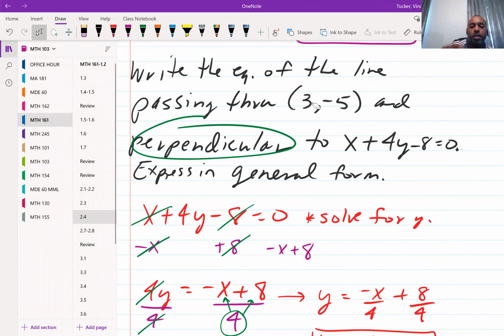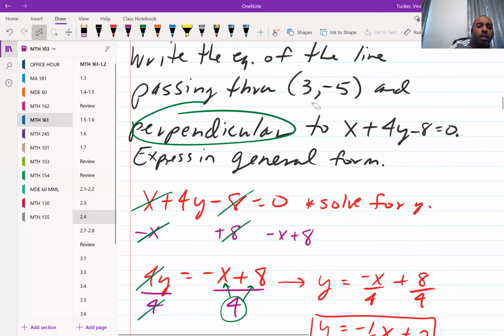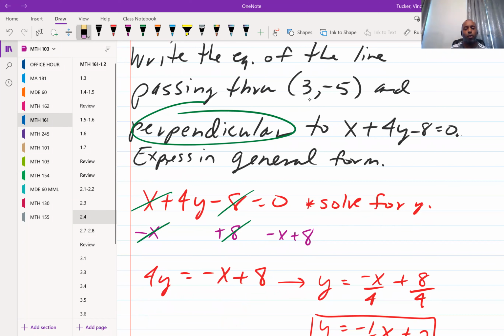And this is what I'm doing here. The original equation, x plus 4y minus 8 equals 0. I need to take my terms that do not have anything to do with y to the other side. So I subtract x, add 8. And that actually gives me 4y equal to -x plus 8.